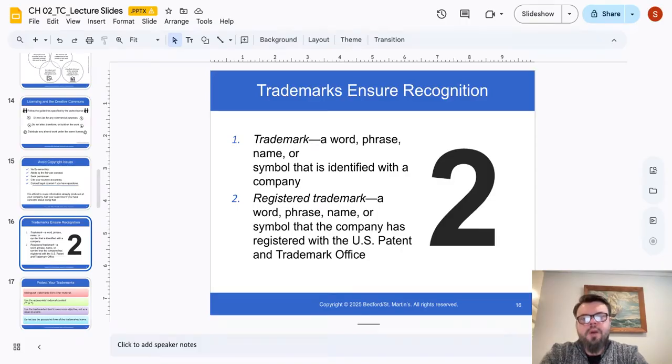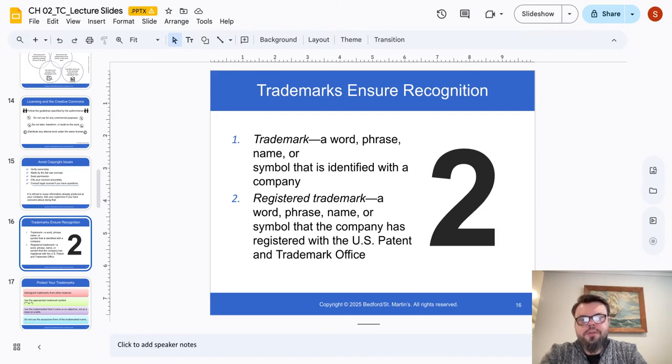Now we shift from copyright to trademark law, which serves a different purpose. While copyright protects creative work, trademarks protect identity. A trademark is a word, phrase, name, or symbol that identifies a company or product and distinguishes it from competitors. When you see a familiar logo or product name, you are seeing a trademark doing its job, helping the public recognize the source of a product.